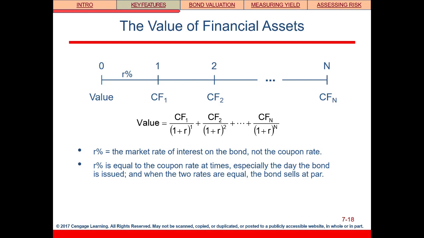And I use this required rate of return to determine my coupon interest rate. And then I issue the bond with this coupon interest rate. That basically determines that my bond will be sold at par.